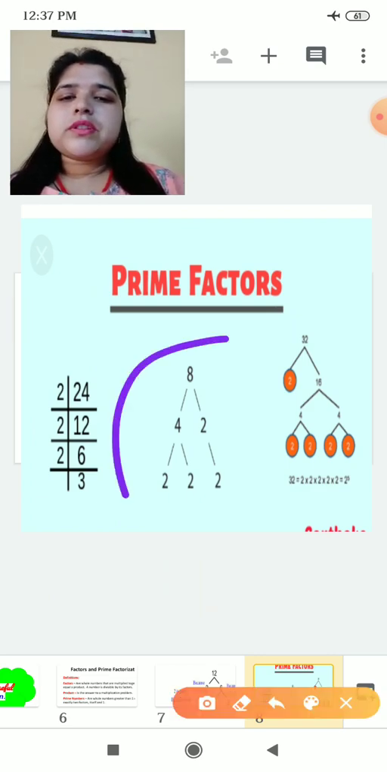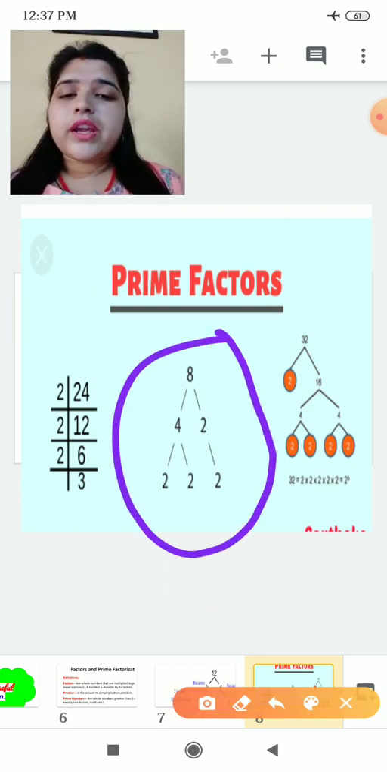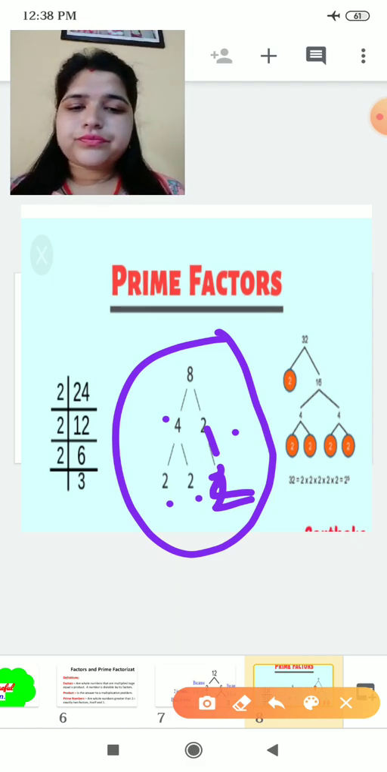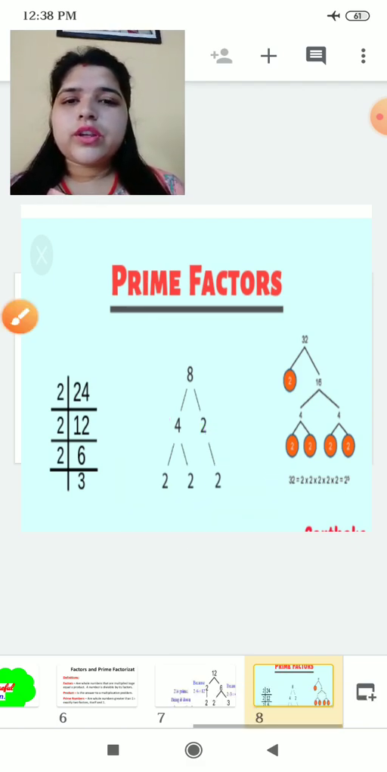Same way they are representing this 8. First they have broken 8 into 4 into 2. Then 2 will come down as it is. 2 is a prime number. It comes in the table of 2 only. So 2 will come down. Now 4 you will break into 2 into 2. That is 4. Okay.